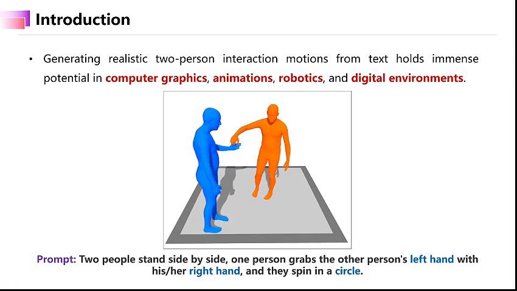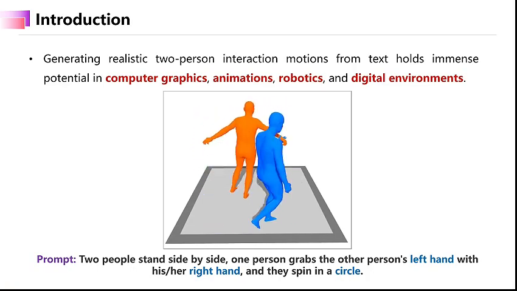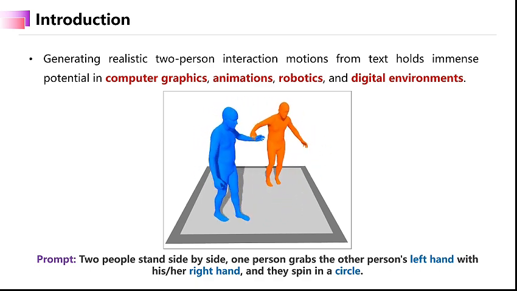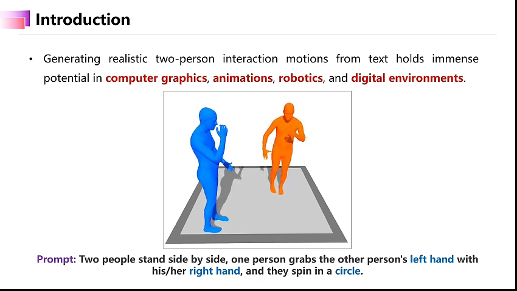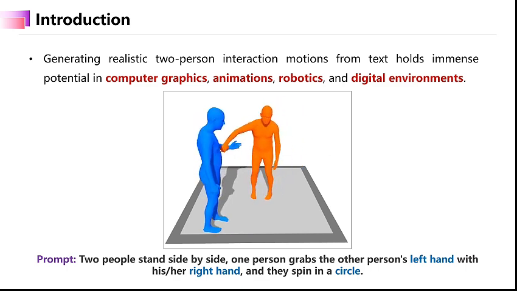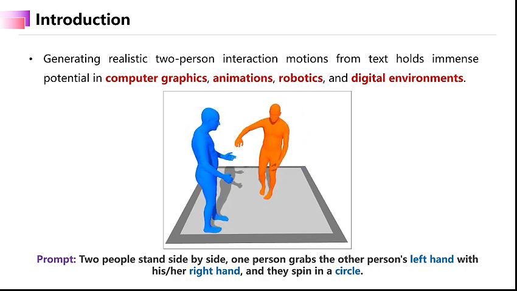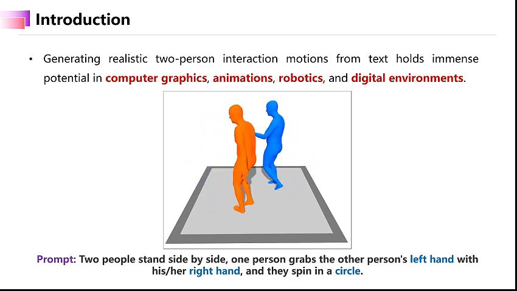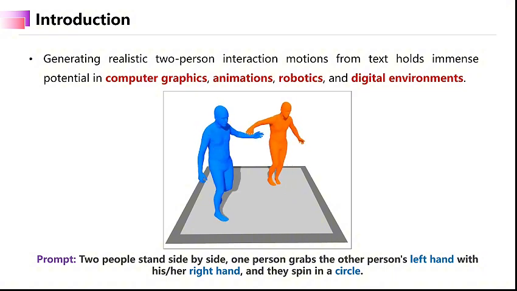Text-driven human interaction generation is essential for computer graphics, animation, robotics, and virtual environments, but this remains challenging due to complex interpersonal dynamics. Given a text prompt, the goal is to generate interaction motions that are physically plausible and semantically aligned.